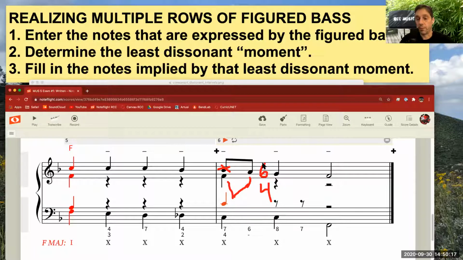So the steps again are to enter the notes that are expressed by the numbers, determine the moment within that bass note or lowest sounding tone that is the least dissonant, and then if that implies an inversion, then go with what you know about doubling for inversions.